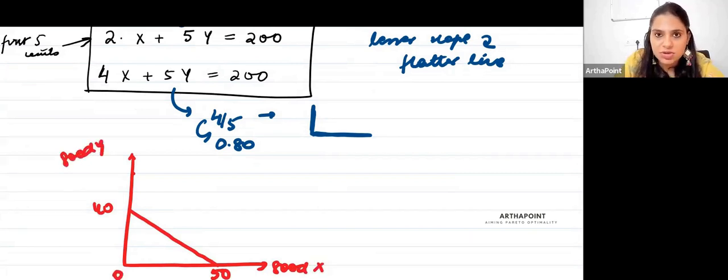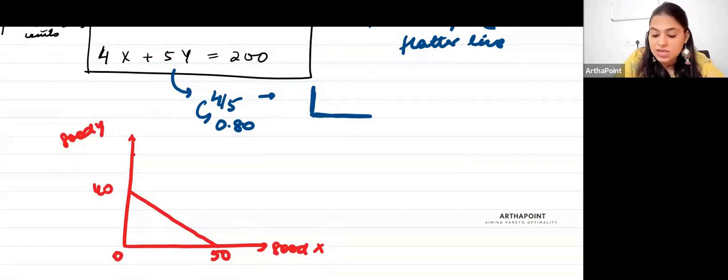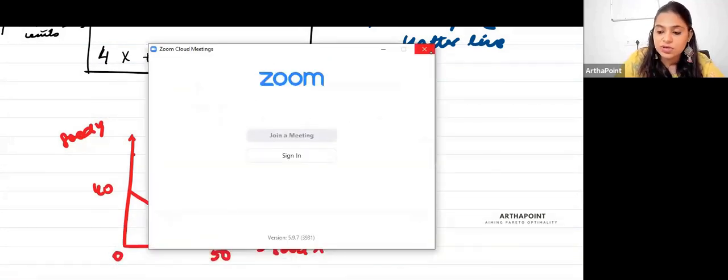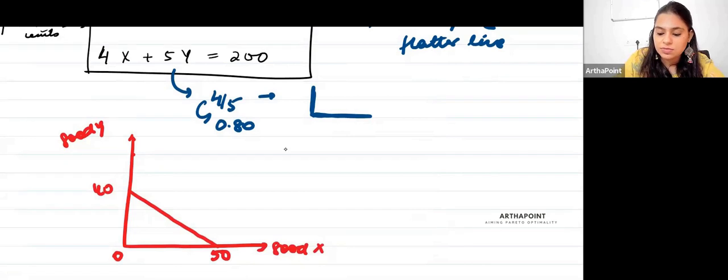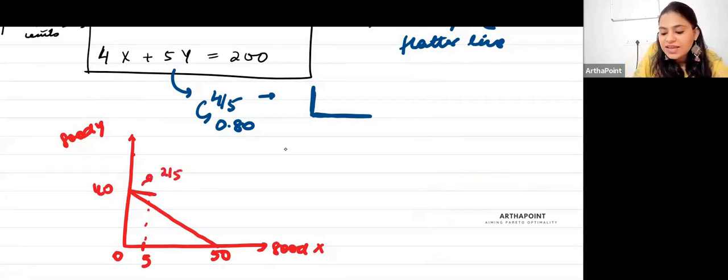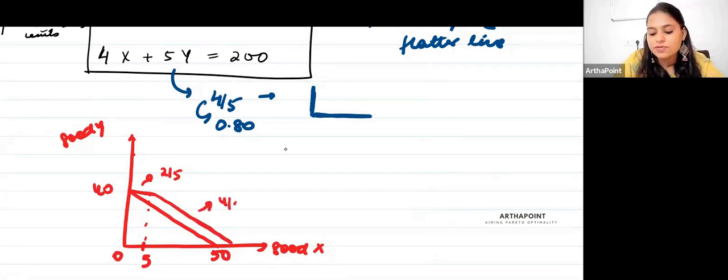This was my initial budget line. Now I am saying for the first 5 units, my budget line is flatter. The slope is 2 by 5. And then it is the same. So it becomes 4 by 5, just like I had earlier.